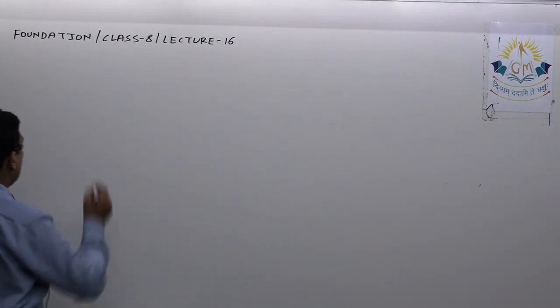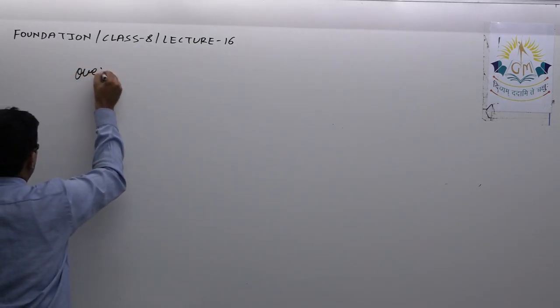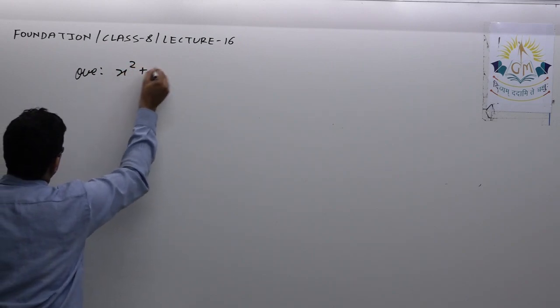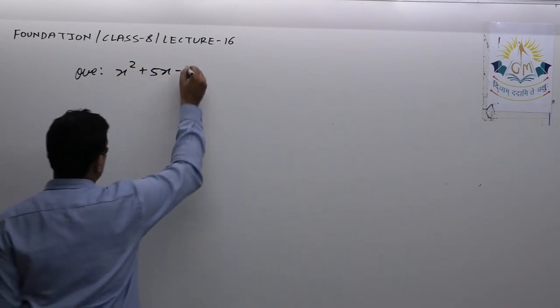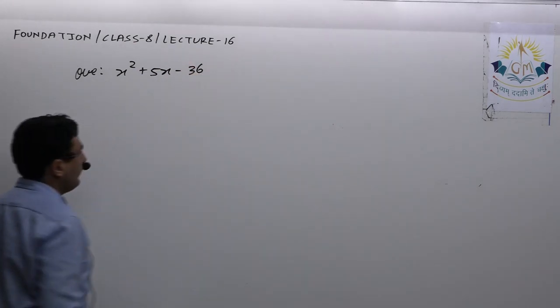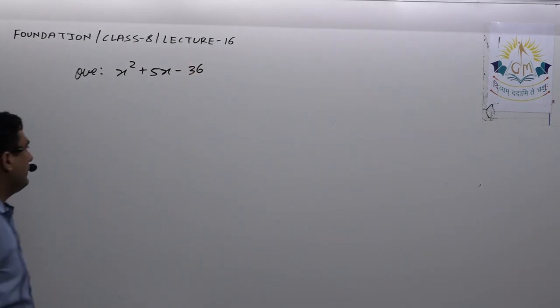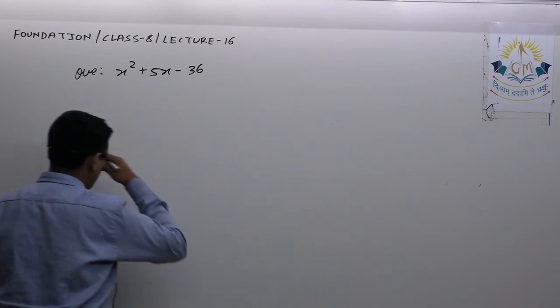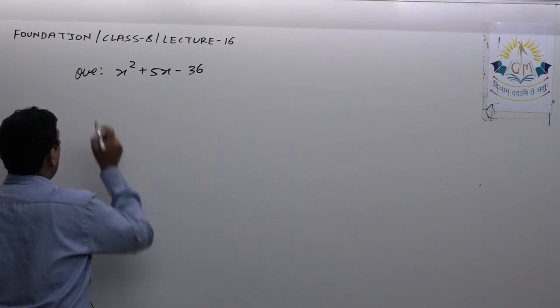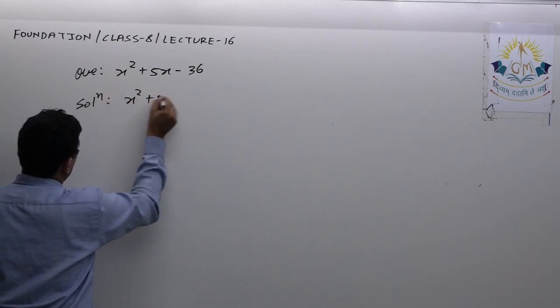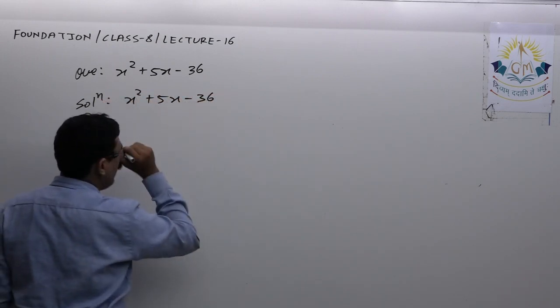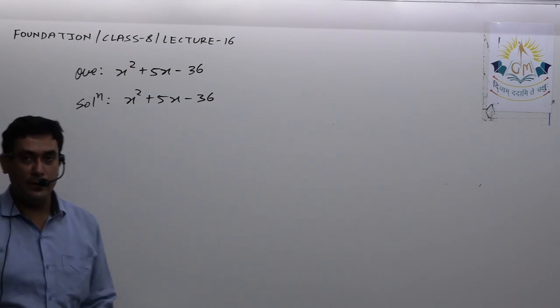Okay, so the next question is x square plus 5x minus 36. Here again we have to proceed with the same thing. First of all, we check whether the given expression is in the standard form or not.